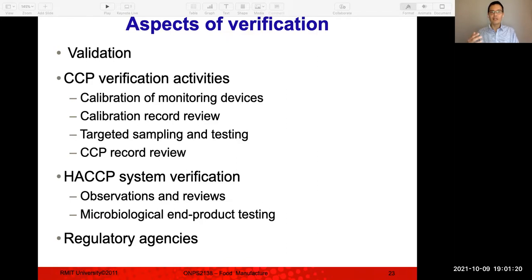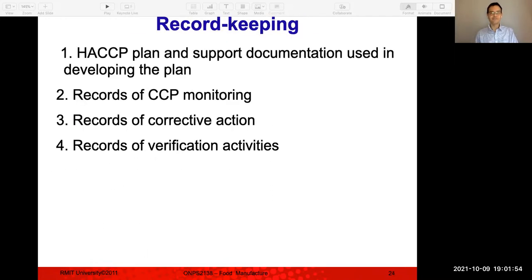Then overall, verifying the HACCP system by observations, reviews, microbiological end product testing, and then involving regulatory agencies and ensuring that what you're doing, the limits that you're working within, are actually still valid for the various regulatory agencies, which they can change from time to time, of course, the types of limits or safety margins of error that they recommend.